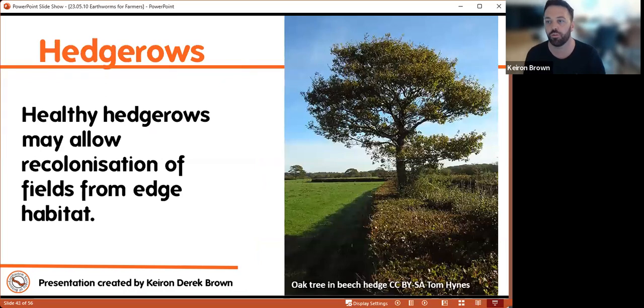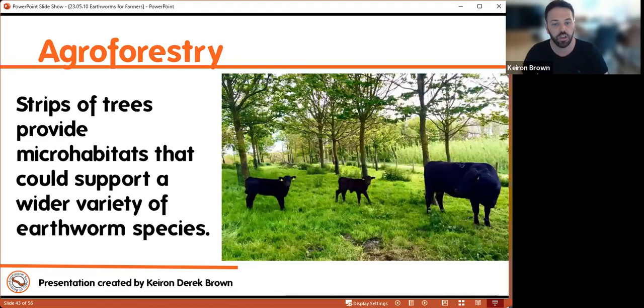We can make sure that we've got healthy hedgerows along the margins of our fields. So a healthy hedgerow can allow recolonization into fields. You do get species of earthworm associated with hedgerows in particular as well, so it will definitely help with that diversity. And something that's becoming more and more popular is agroforestry, so planting strips of trees.